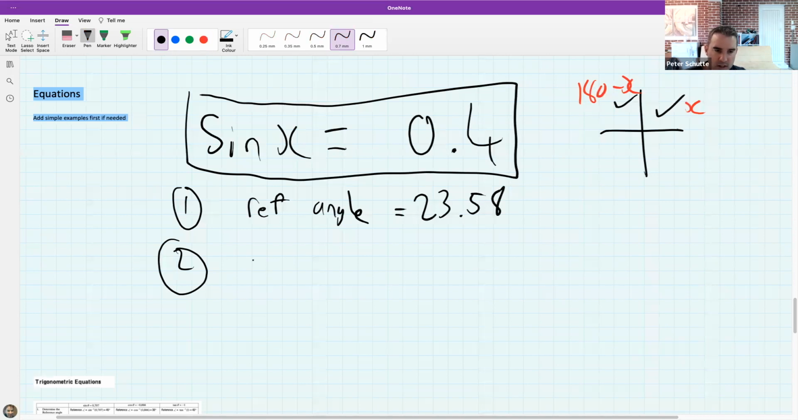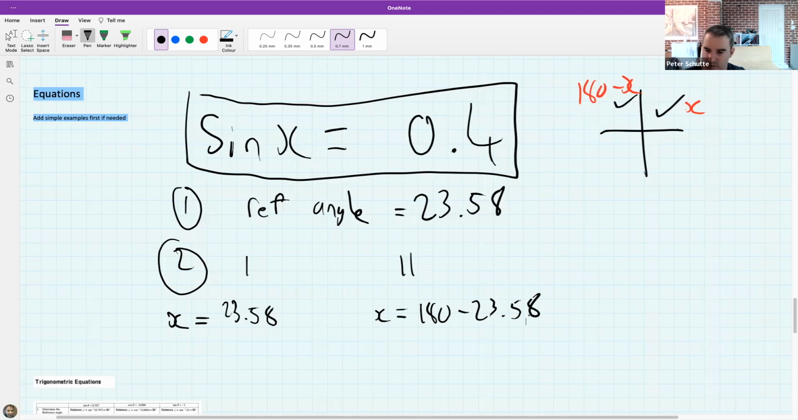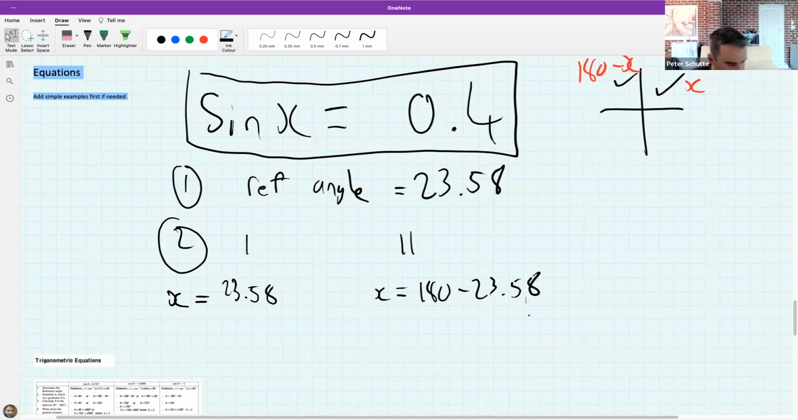So what I do is I go, here's quadrant 1, here's quadrant 2. And I say for quadrant 1, x is going to be equal to 23.58. For quadrant 2, x is just going to be 180 minus 23.58, and 180 minus 23.58 is going to be 156.42. Okay, so that is step 2.